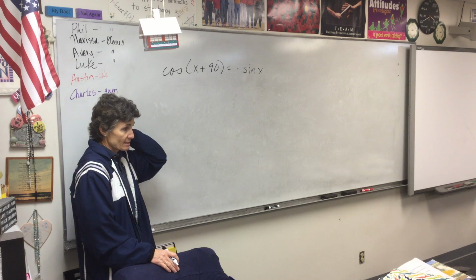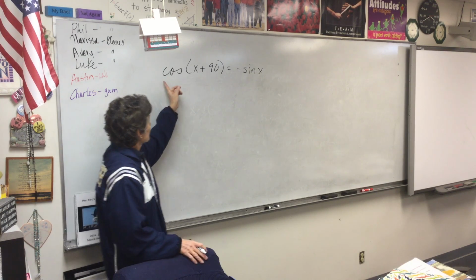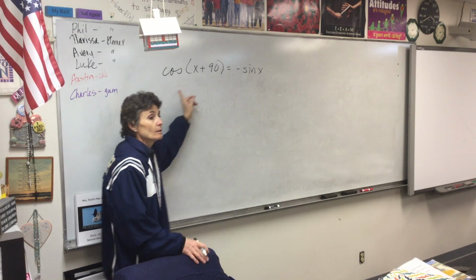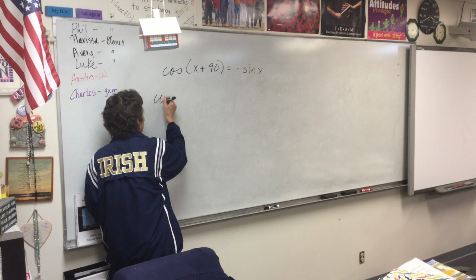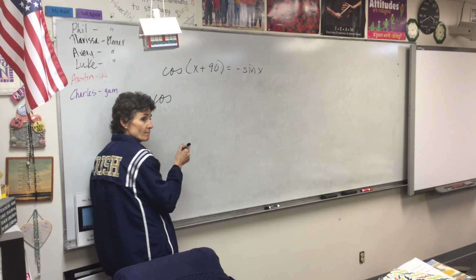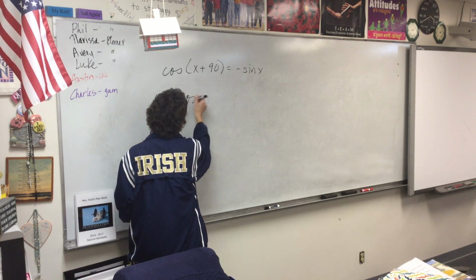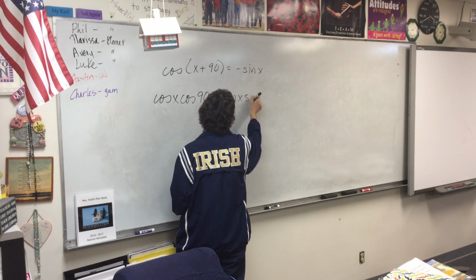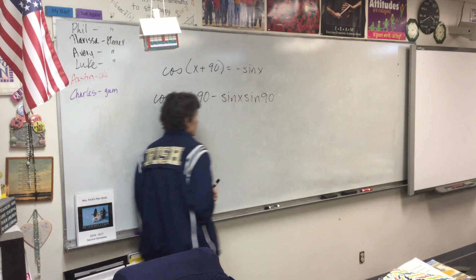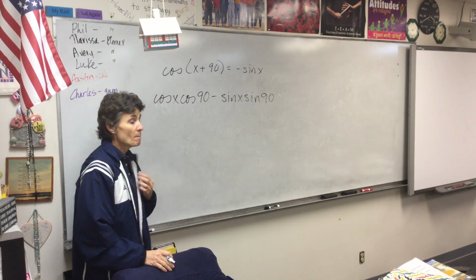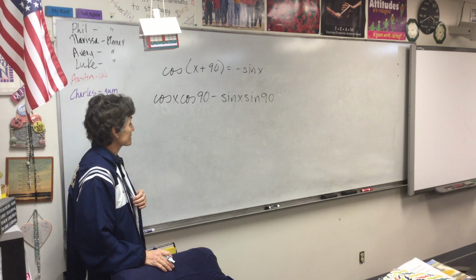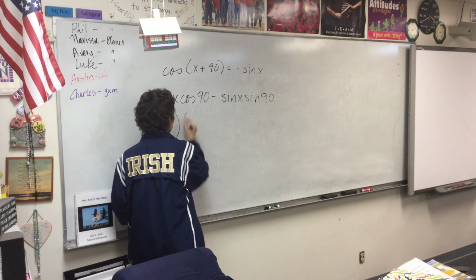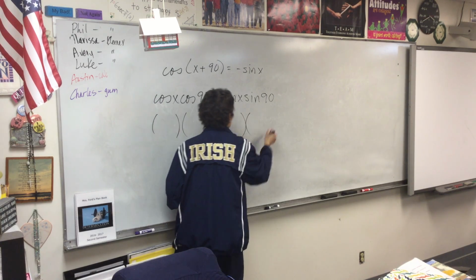I'm on problem 6A. Okay? What do you do? Yep. Cosine x, cosine 90, minus sine x, sine 90. You are absolutely correct. That is your cosine of a sum formula. Cosine, cosine, minus sine, sine. Good. Now, we are going to plug in 4 things.